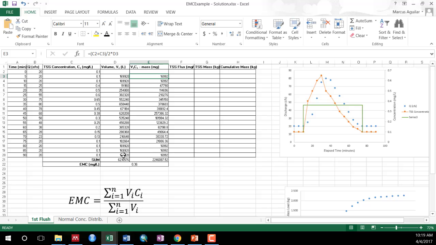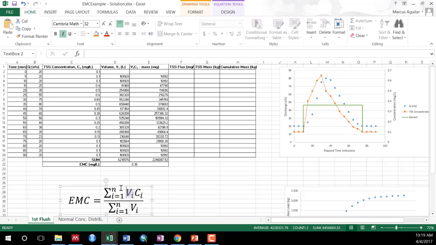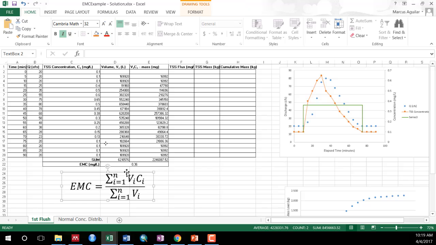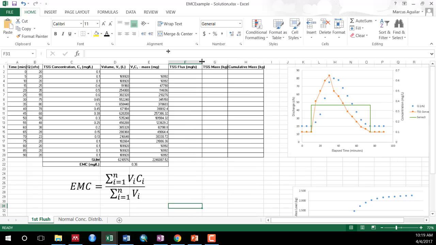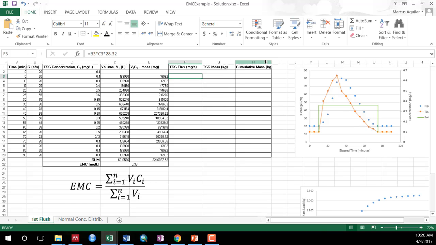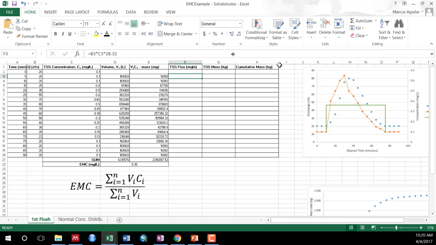So now we have those two columns filled out. That gives us the two sums at the bottom. And if you guys remember the equation for the EMC, we've got it down here at the bottom. You guys think? You got it, Megan?